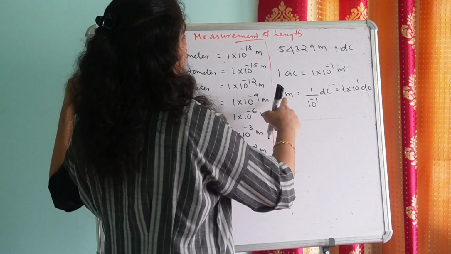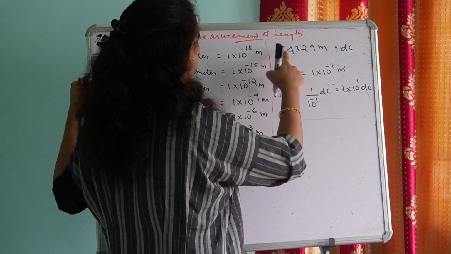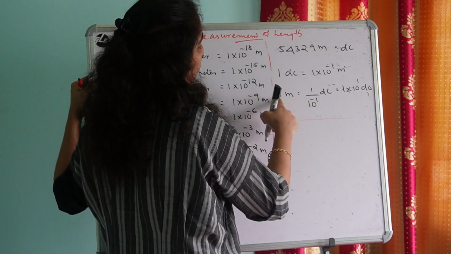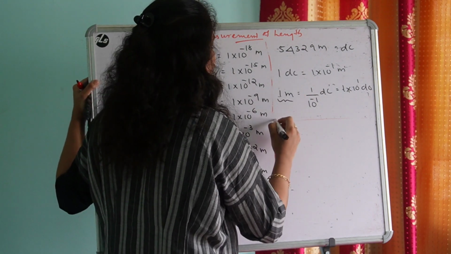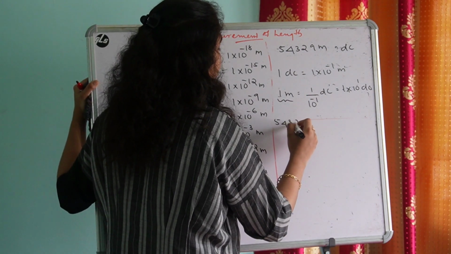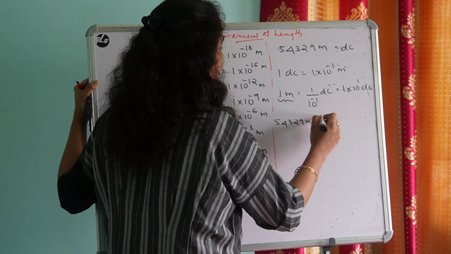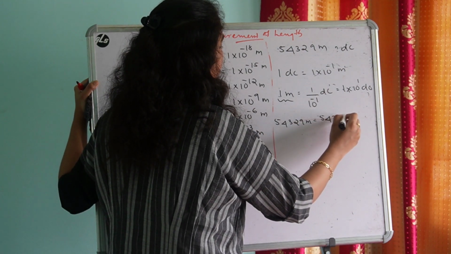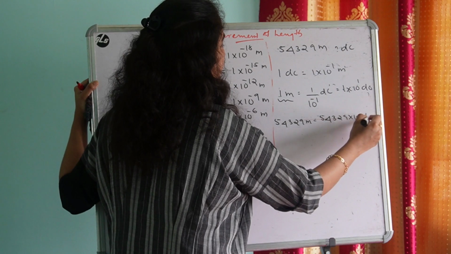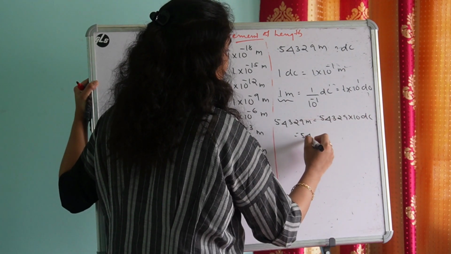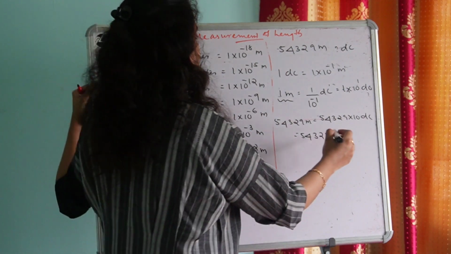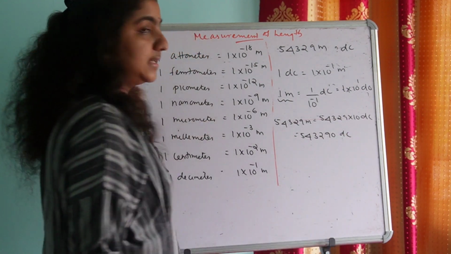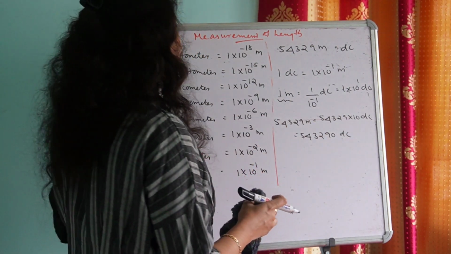Is it clear? So I have to get the value 54329 from 1 meter. What I have to do is simply multiply 1 meter by this number. 54329 meter is equal to 54329 into 10 decimeter. That is 543290 decimeter. Is it clear? Is it clear, guys? Yes.